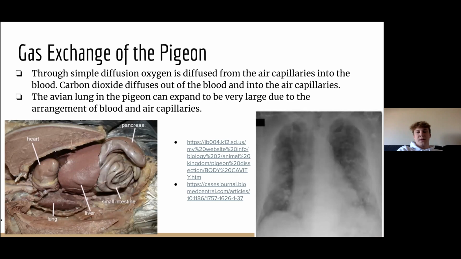The avian lung in the pigeon can expand to be very large due to the arrangement of blood and air capillaries. This makes it easier for oxygen and carbon dioxide to flow through the arteries and veins.